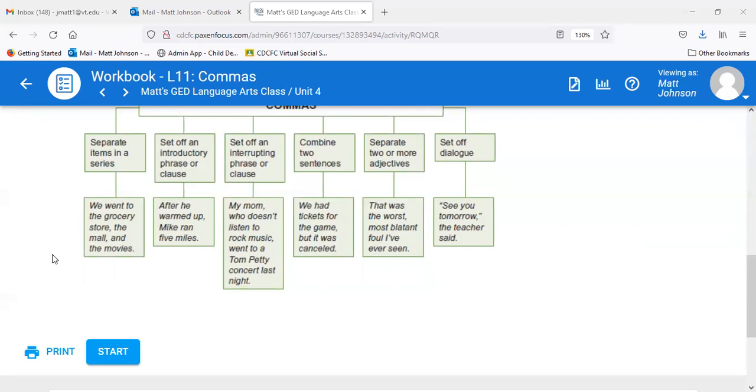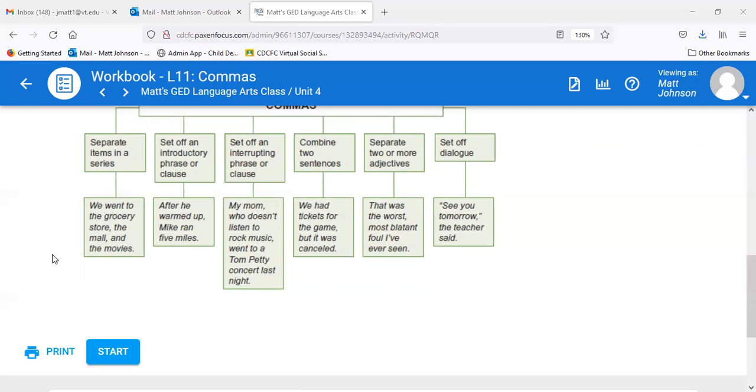And then combining two sentences: we had tickets for the game, but it was canceled. Those are two simple sentences, and we can combine them with the comma and the word but to combine the two. And then separating two or more adjectives: that was the worst, most blatant foul I've ever seen. Worst and most blatant being our adjectives, and we're separating those with the comma.